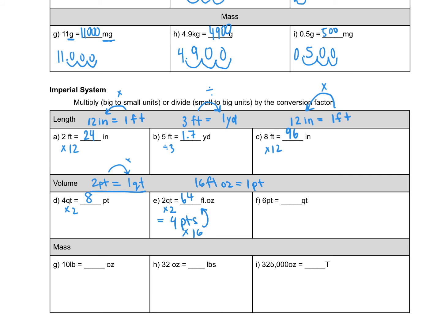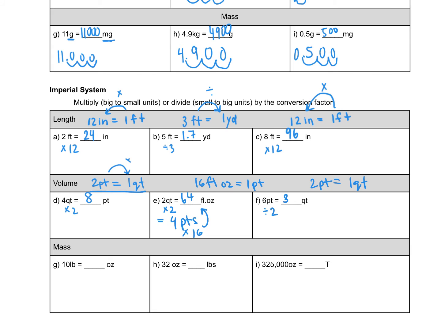Finally, 6 pints into quarts. We're still using the fact that 2 pints equals 1 quart. So 2 pints is 1 quart, 4 pints would be 2 quarts, 6 pints would be 3 quarts. And how did I do that? I'm just taking away 2 pints until I'm left with nothing. And for every time I take away 2 pints, that's 1 quart. And that implies division. So 6 divided by 2, that's 3 quarts that I'm left with.